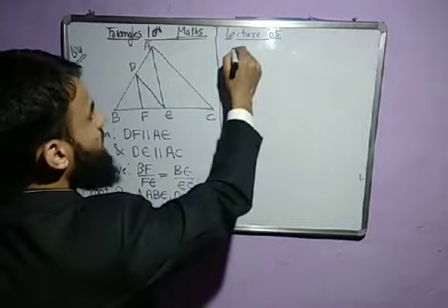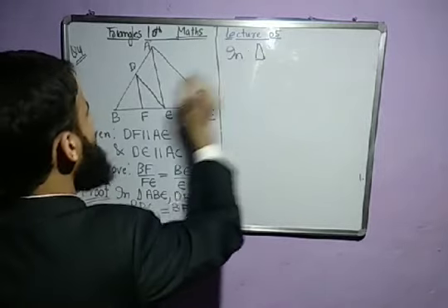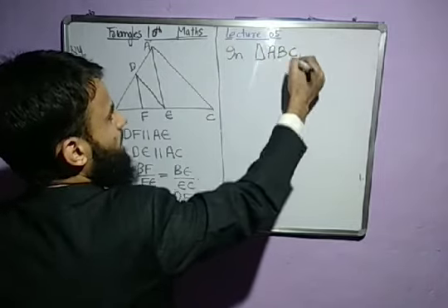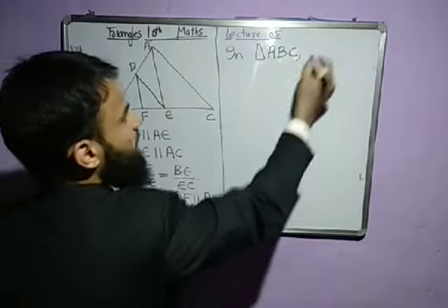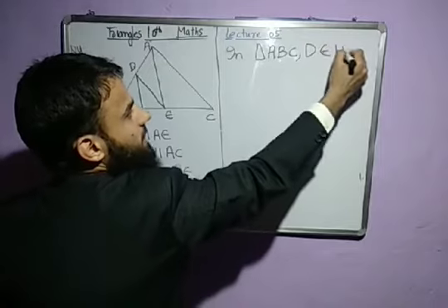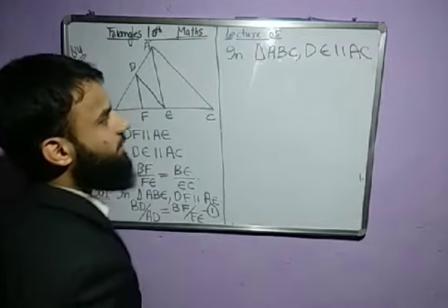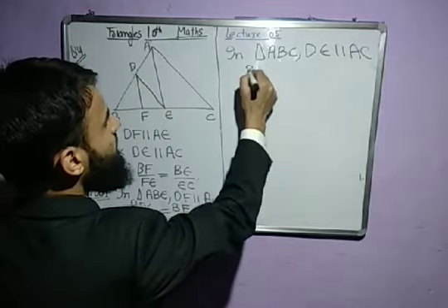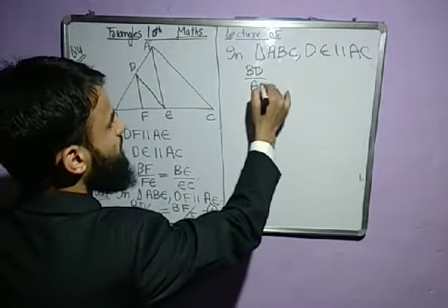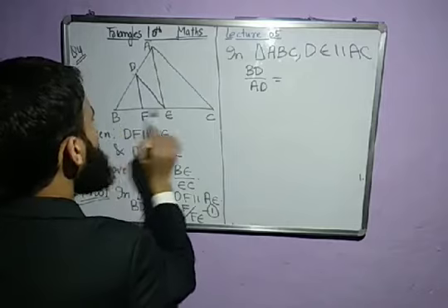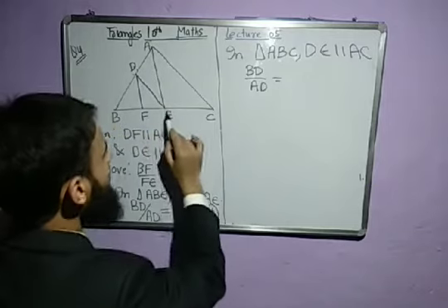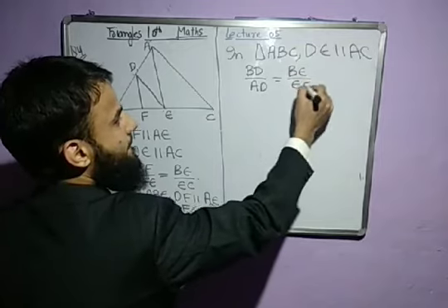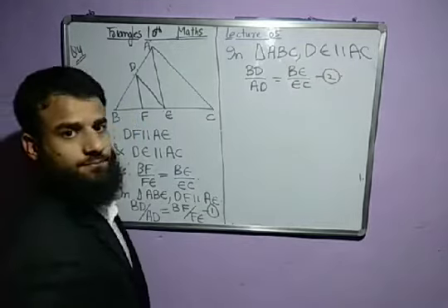Now we'll take the larger triangle ABC. This DE is parallel to AC. So I can use the BPT. I will get BD divided by AD equal to BE divided by EC, because this is a line. So BE divided by EC. Keep it equation 2.